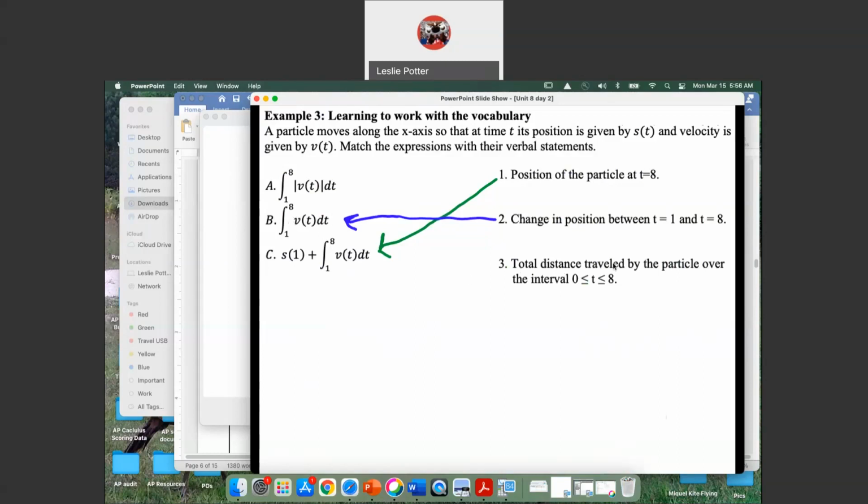And then total distance traveled, once we see that phrase total distance traveled, we know we're looking for absolute value signs. And I have a typo here. That should be from 1 to 8. I'm sorry about that. That should be a 1 there. And of course, that's this one here. Okay, so that's just, like I said, a little matching for the vocabulary.